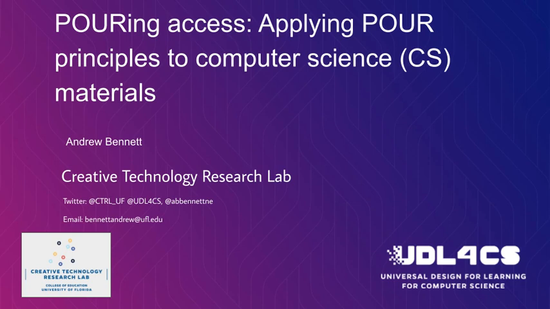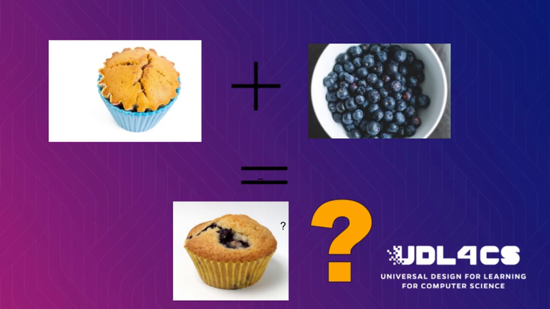University of Florida. Luis Perez of the Universal Design for Learning organization CAST makes an analogy comparing blueberry muffins to accessibility. If you have a muffin and dump a bunch of blueberries on the muffin, do you have a blueberry muffin? To represent this, I have a bit of an equation. A picture of a muffin, a plus sign, a picture of a bowl of blueberries, an equals sign, and a blueberry muffin. Does pouring blueberries on a muffin give you a blueberry muffin?